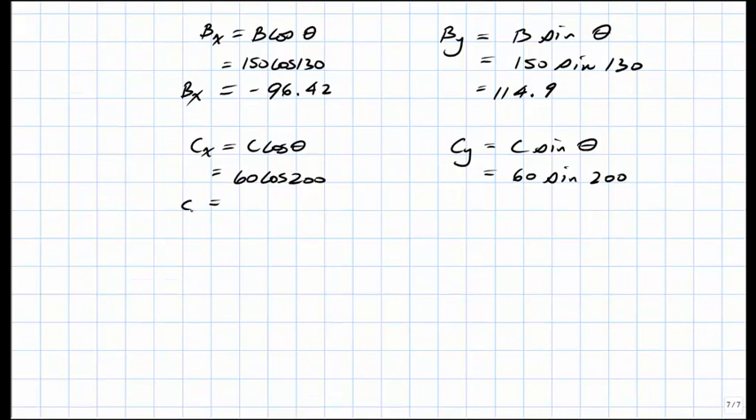And let's carry out this calculation using our calculator. And the results are Cx just equals negative 56.38 and Cy equals negative 20.52. Let's now enter all of these components back into our table.